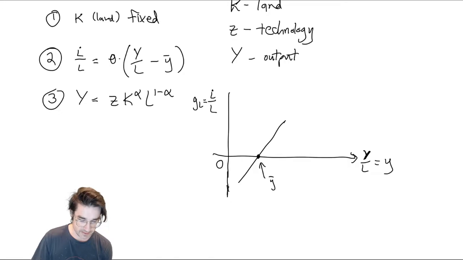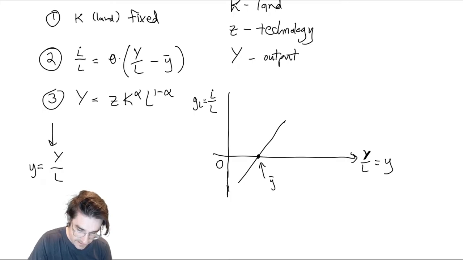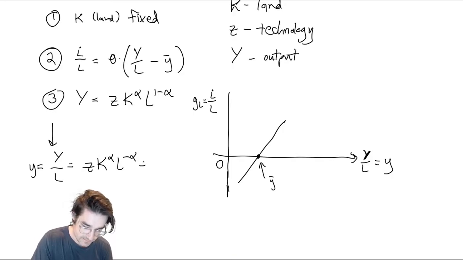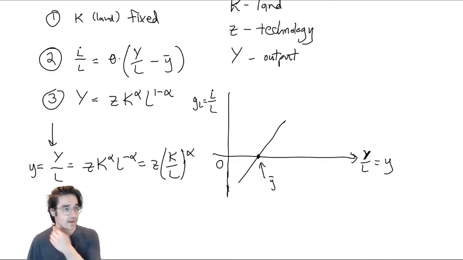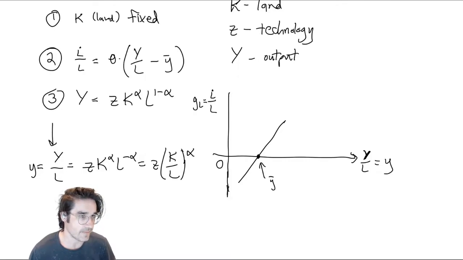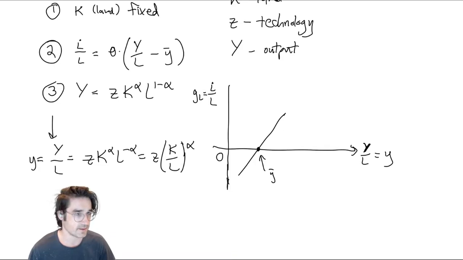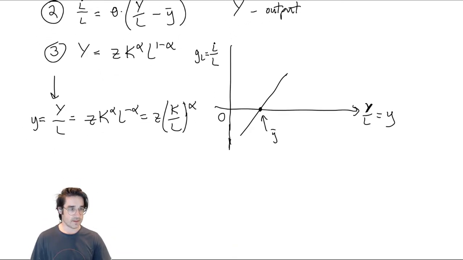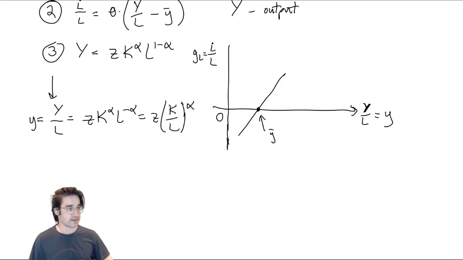The derivation of the steady state is pretty simple. You start with this production function and think about little y, which is Y over L. That's just going to kill off one of the L terms, so you get Z K to the alpha, L to the minus alpha, or if you combine things, Z times K over L to the alpha. Sometimes for K over L we'll write little k. The problem is little k looks a lot like capital K in handwriting, so that becomes difficult. So we'll just leave it like that. The standard of living is some function of the amount of land per person, K over L. And that's the picture I drew.